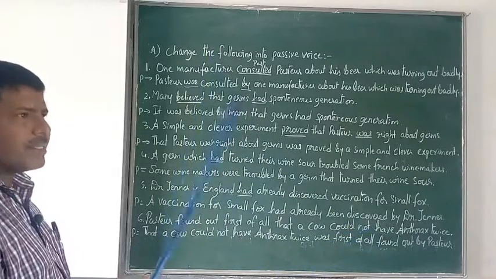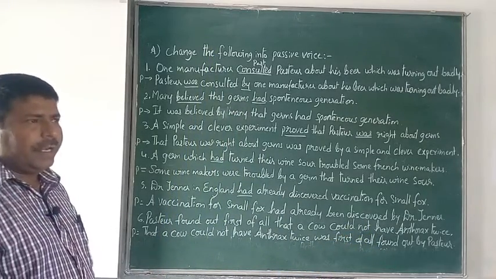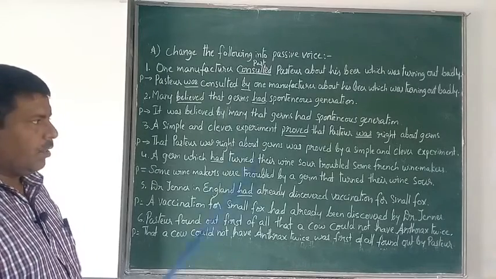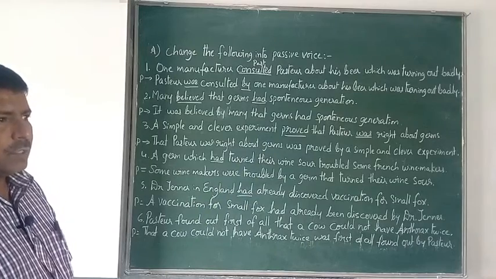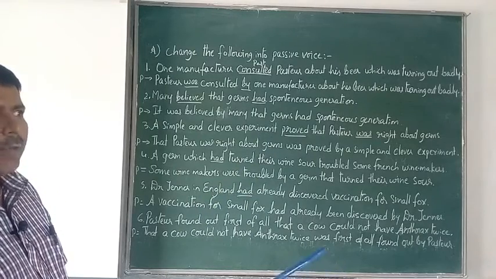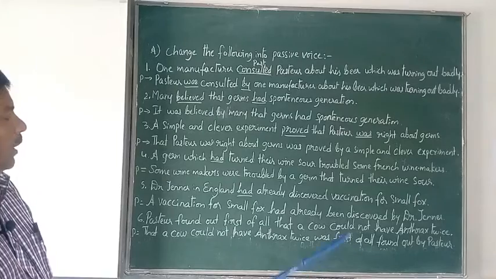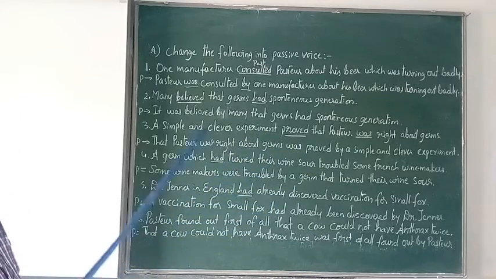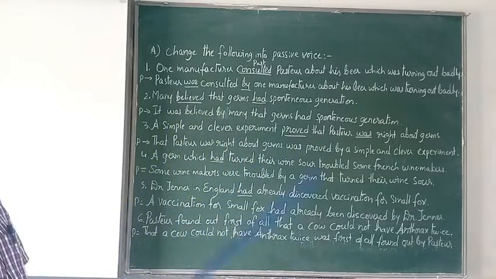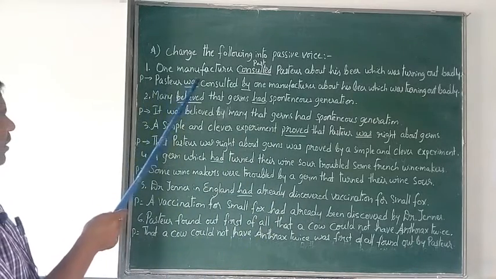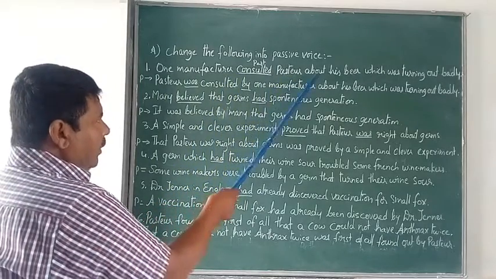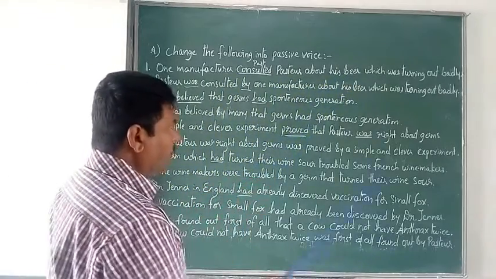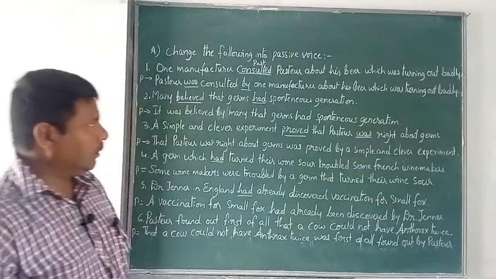Now I have done an exercise for you. There are 8 sentences given, and I have solved your problem so that I made it a little easy for you to learn. Keep your concentration so that I can clearly explain how this changes and how you understand the changes. The first sentence: the manufacturer consulted Pasteur about his beer which was turning out badly.